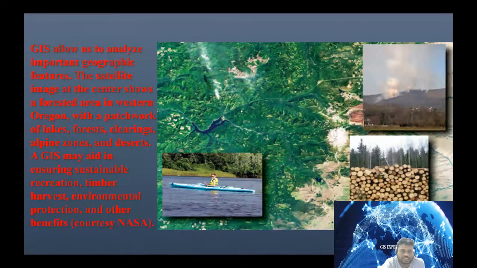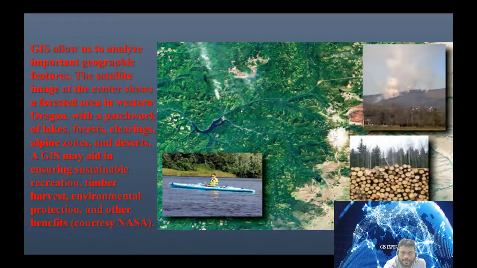So this is how GIS allows us to analyze important geographic features. The satellite image at the center shows a forested area in western Oregon with a patchwork of lakes, forests, clearings, alpine zones, and desert. GIS may aid in ensuring sustainable recreation, timber harvest, and these things.